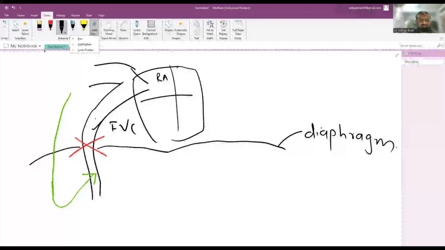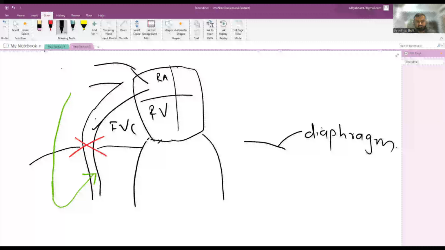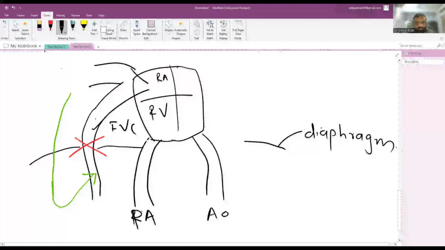Now, in these patients, imagine that there is this aorta. Okay, we'll just take it out. The diaphragm, we'll take it out because it will be difficult to display this. So the RV, there is presence of pulmonary artery and presence of aorta. Okay, so what is the role of ductus arteriosus in patients of TAPVC?